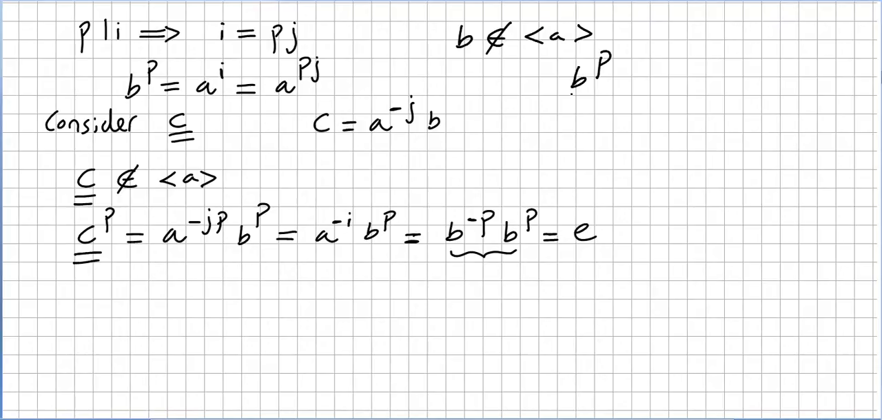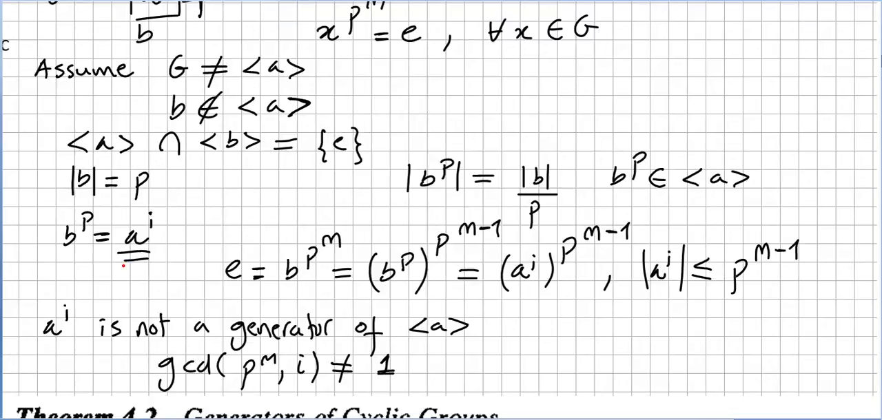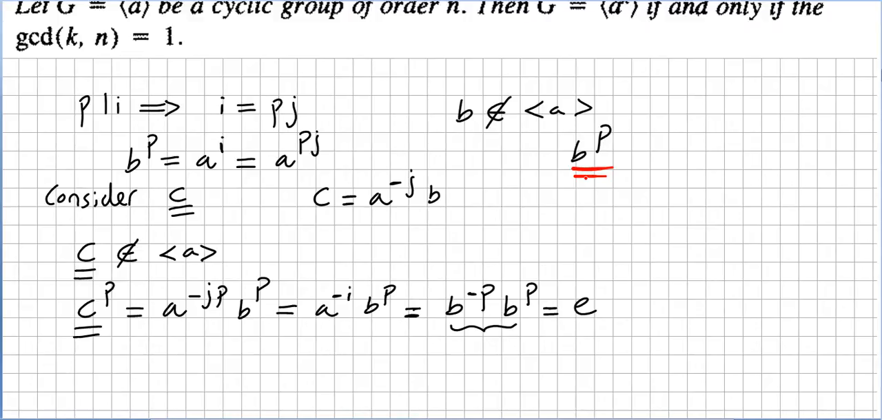Okay, so the order of B is P. Remember, we claimed that the order of B was P. That's exactly what we just proved. Now, to finish, I'm going to use Galilean notation.